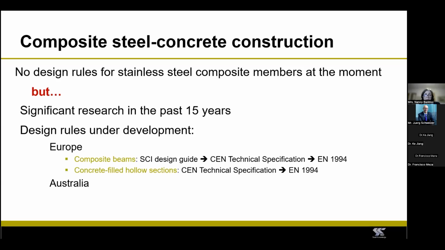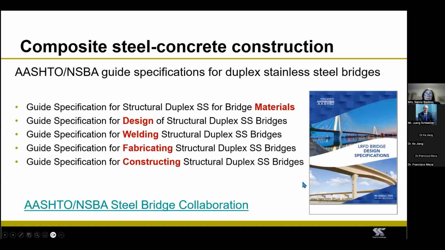in the standards there. Moving to the States, we are working with AASHTO, who are the US Transportation Agency, and the NSBA, National Steel Bridge Alliance, which is part of AISC. And we are writing a collection of guide specifications on structural duplex stainless steel for bridges. So it's a family of coherent specs: materials, design, and that's the part that covers composite, and then complementary specifications covering welding, fabricating, and constructing. So around the world, there's a lot of activity in developing the design rules.